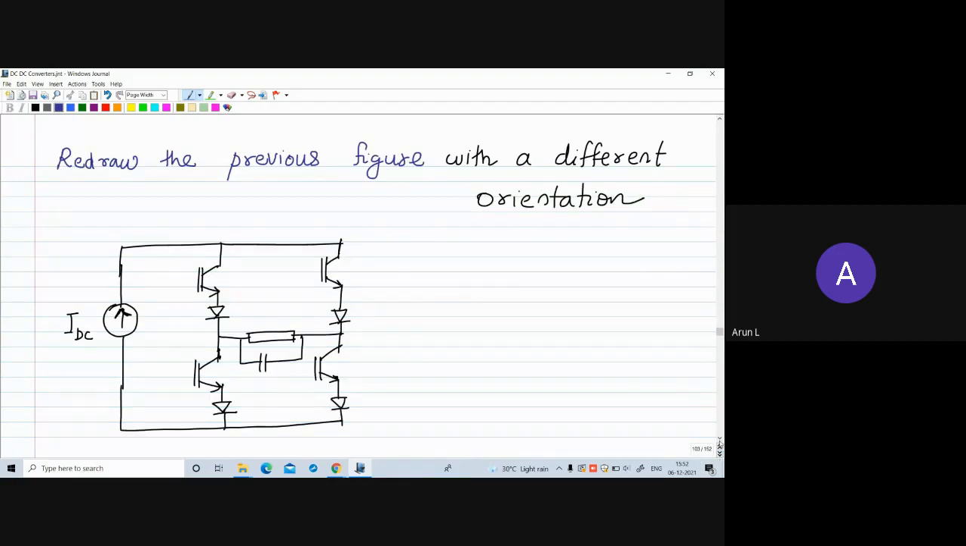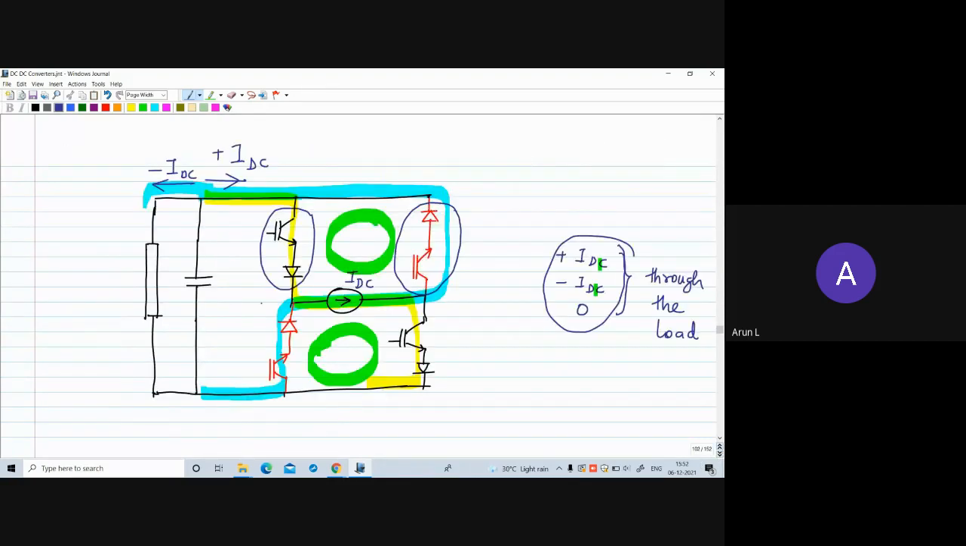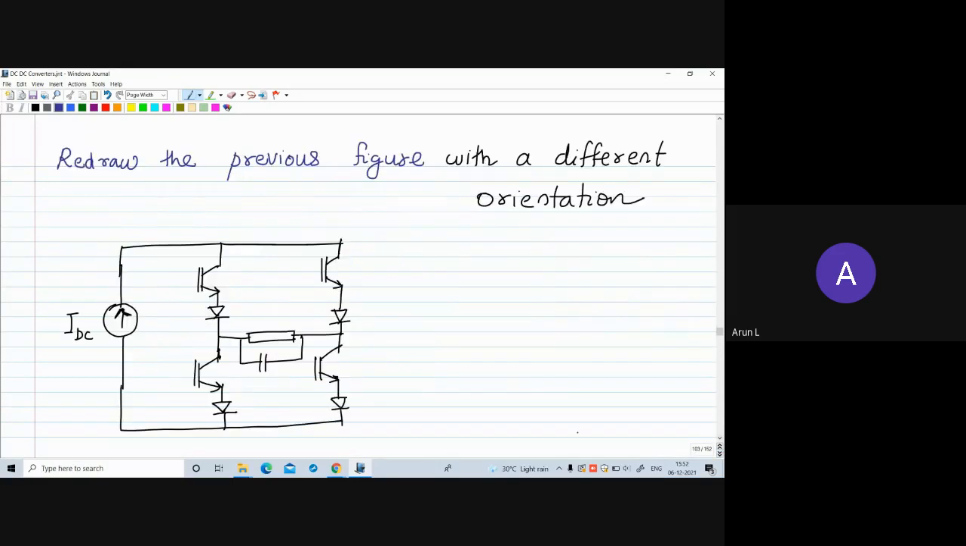And now let us redraw this figure. Let us interchange the positions of these two. This is just redrawn in a different fashion, in a textbook manner. So if you redraw the previous figure with a different orientation, showing the source outside and the load inside the converter, you will get this figure that you can verify. So this will be the final circuit diagram of a current source inverter.